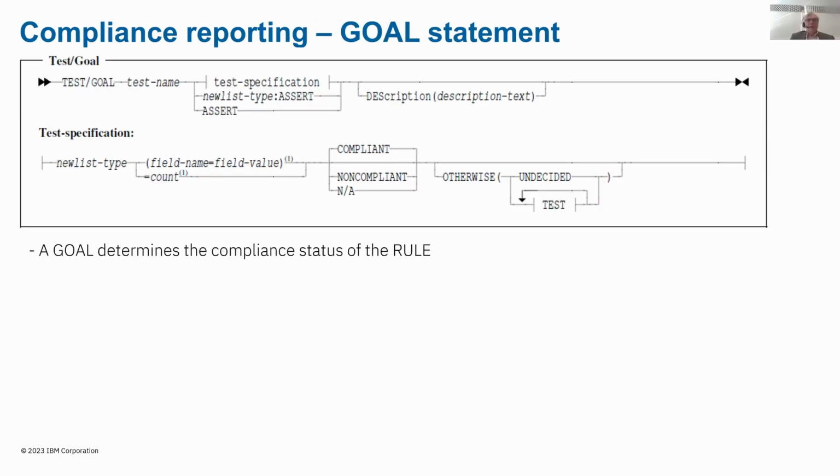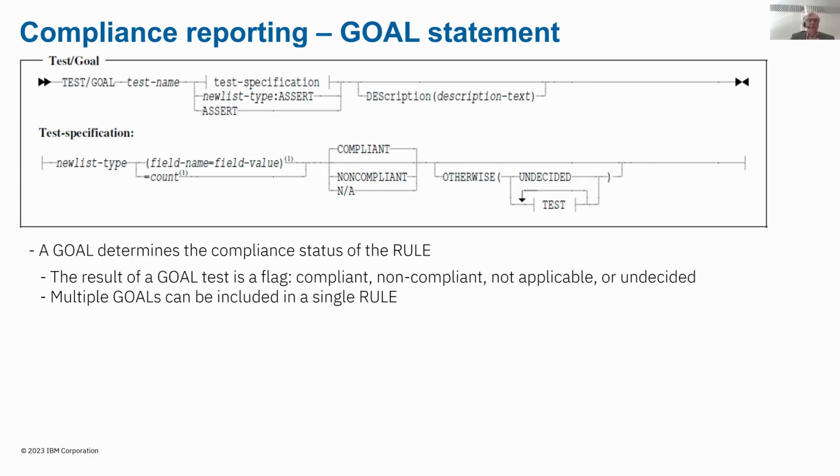Then we have the goal statement. There you say, okay, what do I want to test? You refer to the object, the new list type in the domain. That must be one of the domains in the rule. And then typically you say field name equals field value, or maybe exists field value, or missing field value, or you can say just test whether there's a specific count in a new list type.